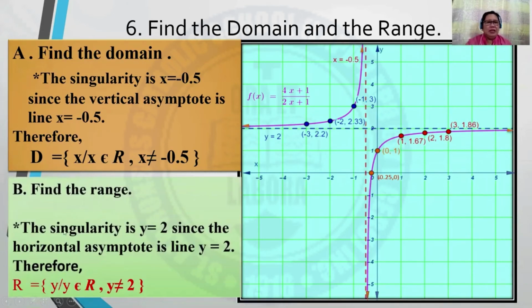And for the range, the singularity is y equal to 2, since the horizontal asymptote is the line y equal to 2. Therefore, the range is the set of y such that y is an element of R and y is not equal to 2. So, the graph is like this. You can assign all the values of y here except 2. You can assign all values of x here and here except negative 0.5.